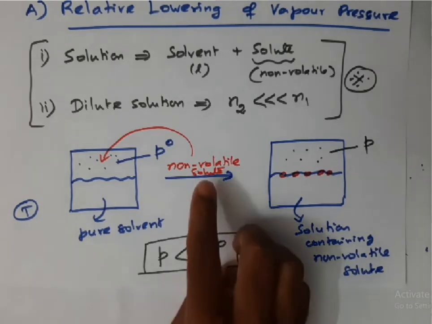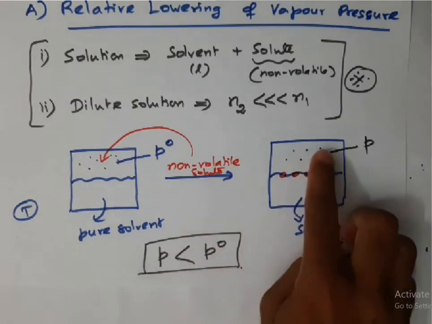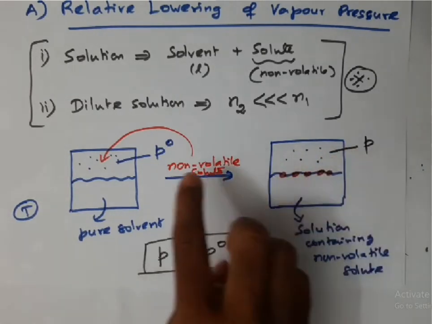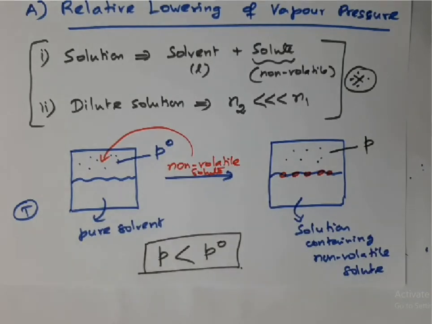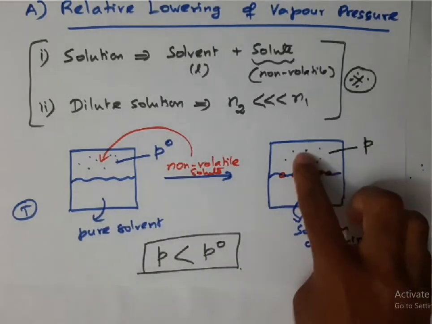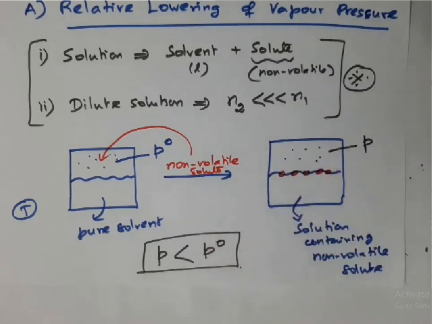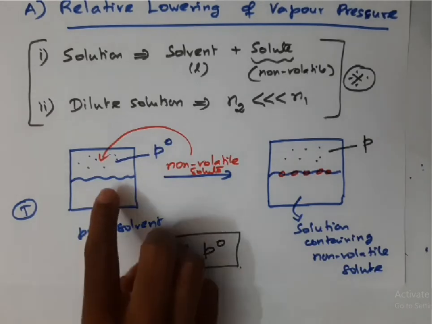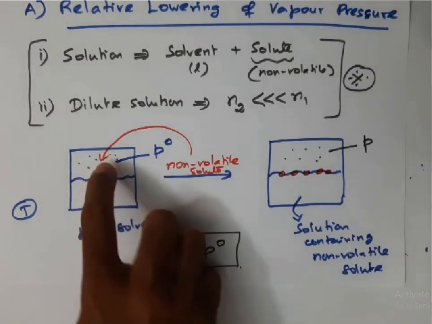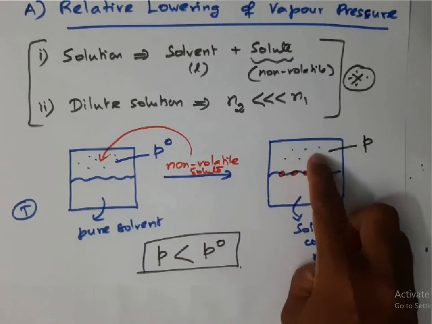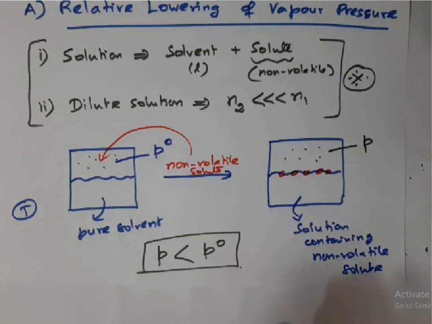So when you add a non-volatile solute, the vapor pressure of solution is less than the vapor pressure of pure solvent. Students, which molecules are there in the vapor state? In solution, which molecules are present in the vapor state? Solvents. Yes, in pure solvent we have only solvent molecules in the vapor state. Even in solution we have only solvent molecules in the vapor state, correct? We have only solvent molecules because the solute is non-volatile. Keep this in mind.